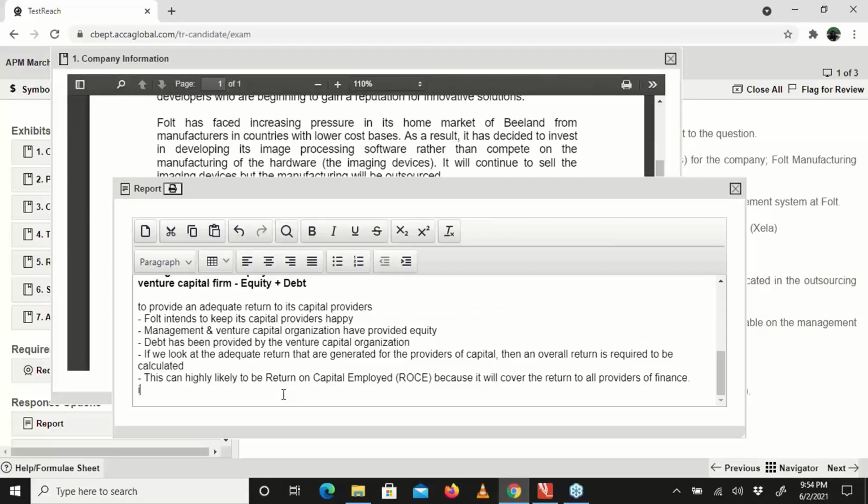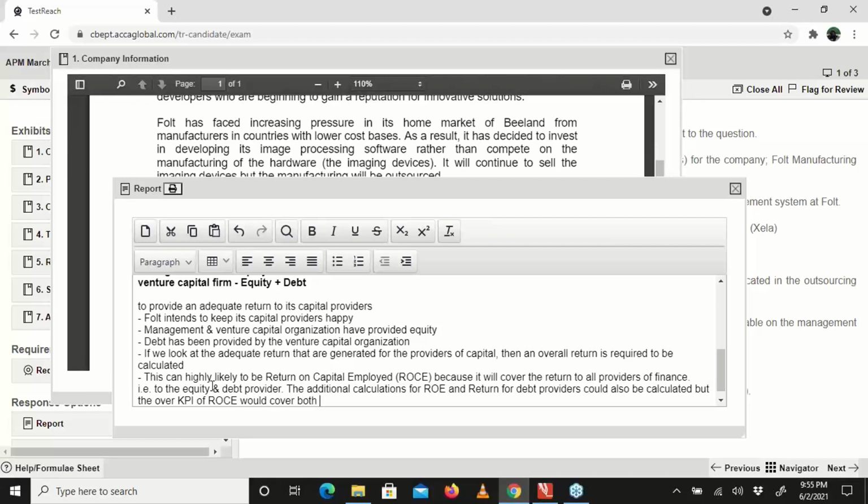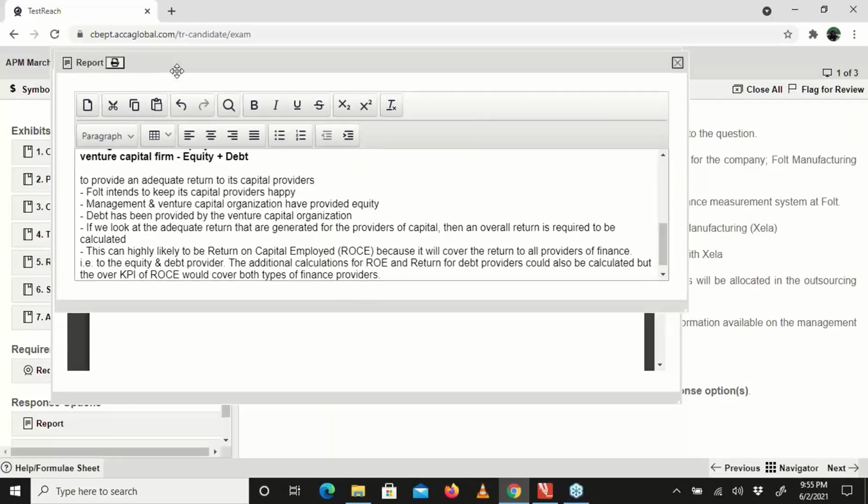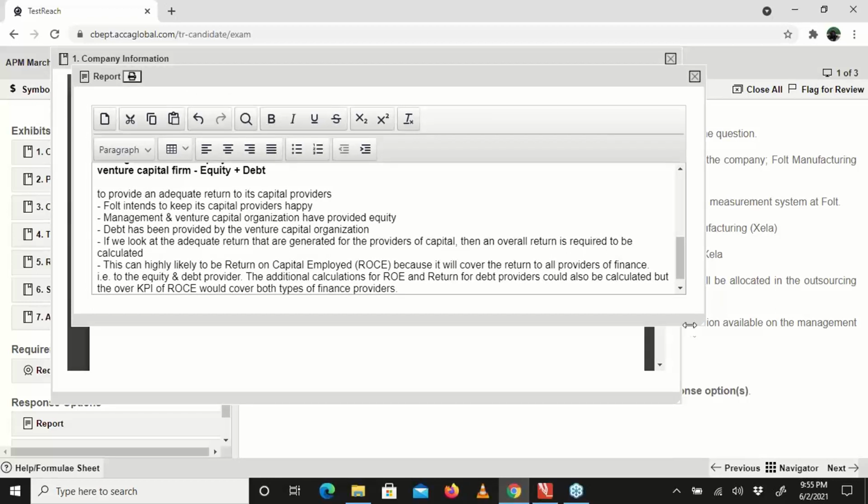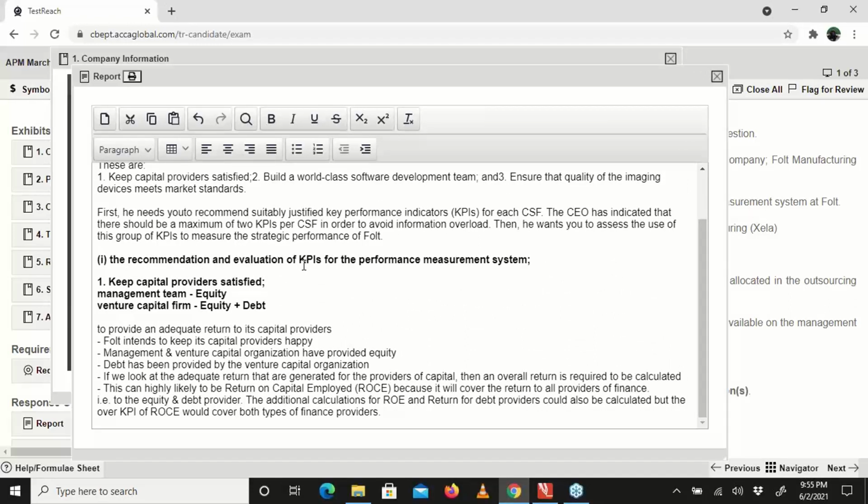So that is to the equity and debt provider. The additional calculations for return on equity and the return for debt providers could also be calculated, but the overall KPI of ROCE would cover both types of finance providers. So that would actually cover both types of finance provider. So we have got the first one. The first requirement of the question was that you were supposed to talk about keeping these capital providers satisfied.